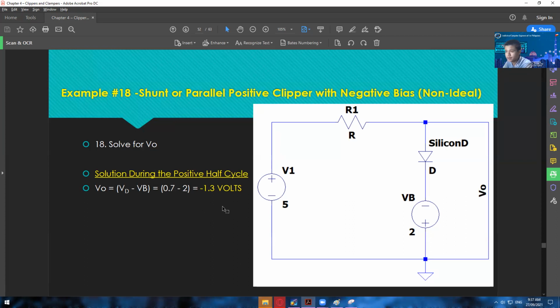So are we clear with this positive half cycle?